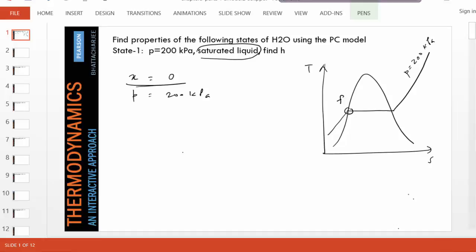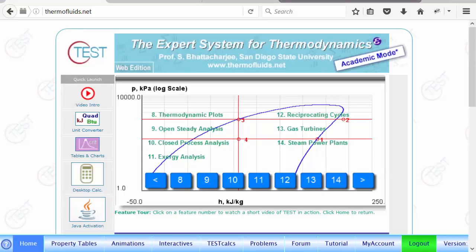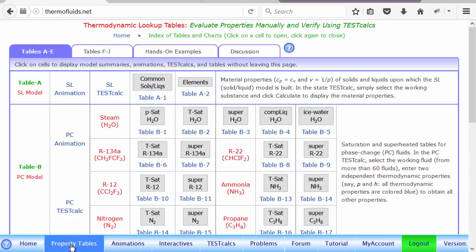So this is really simple. We are given saturated liquid, and we have been given pressure. So what is enthalpy then? Simply HF at 200 kPa. So we'll go to the saturation table because pressure is given. Therefore we'll go to the pressure saturation table and seek it out.